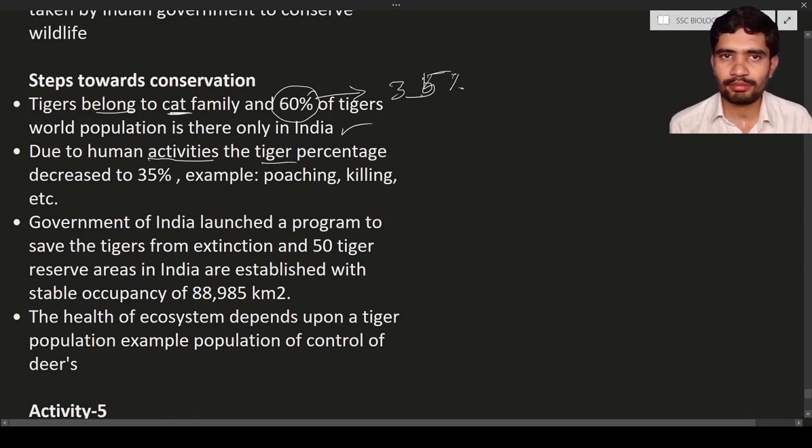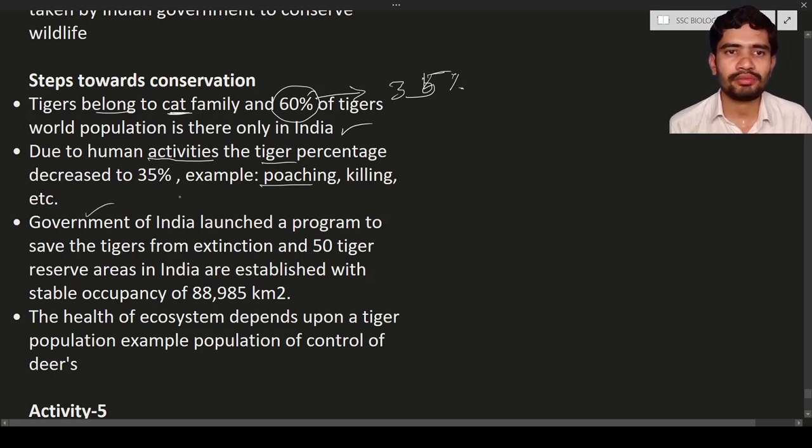So this much percentage is decreased because of human activities. What are the human activities? Mistakes like poaching, killing tigers, etc. These are the reasons. These are the human wrongs and human mistakes. Because of these reasons, the tiger population is decreased from 60% to 35%.